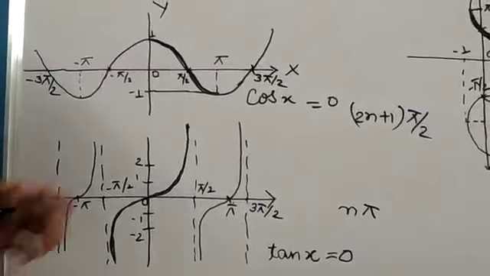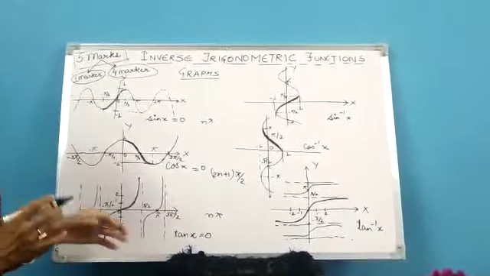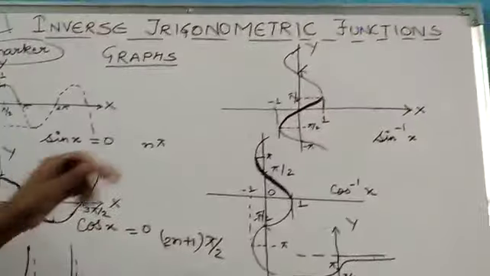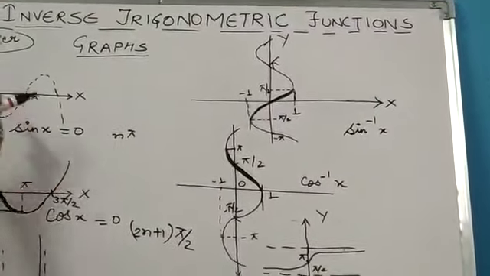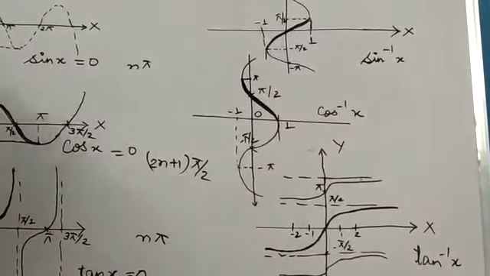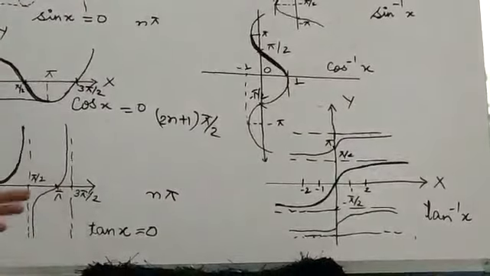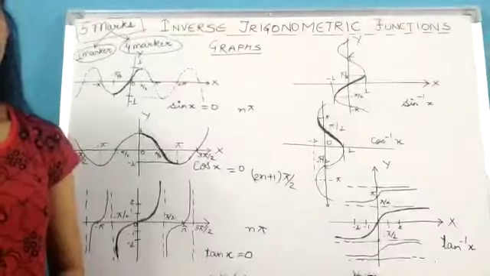Now if we want to find the graph of the inverse functions, then what you have to do, you have to just flip this graph and you will get the graph of sin inverse x. Similarly, flip the graph of cos x, you will get graph of cos inverse x function. If you are going to flip this, then you will be getting tan inverse x graph.